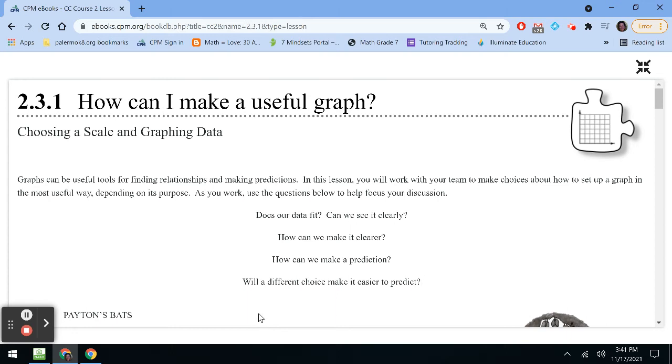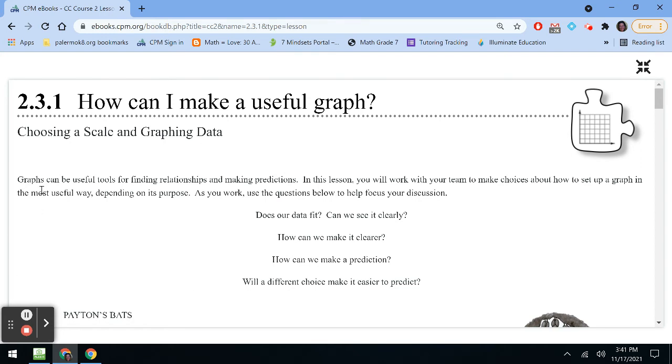So today we're going to be working on 2.3.1, how can I make a useful graph? Choosing a scale and graphing data. On this one here, it's important to know that the focus for this lesson is that you can create an effective interval to be able to graph data. So that's really important to be able to do.